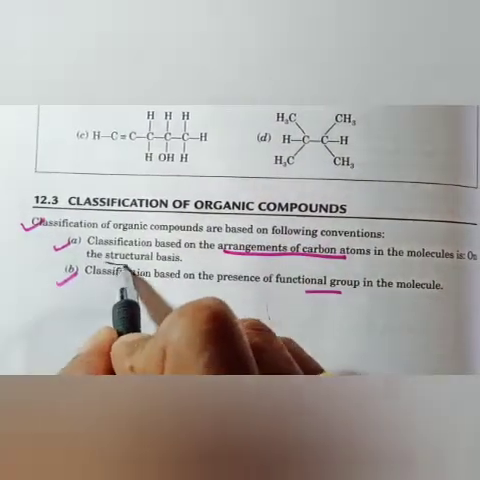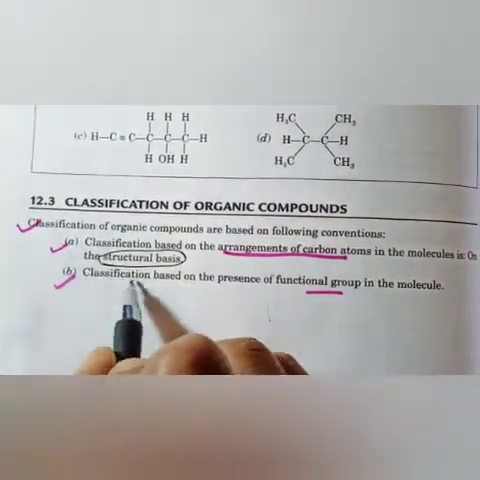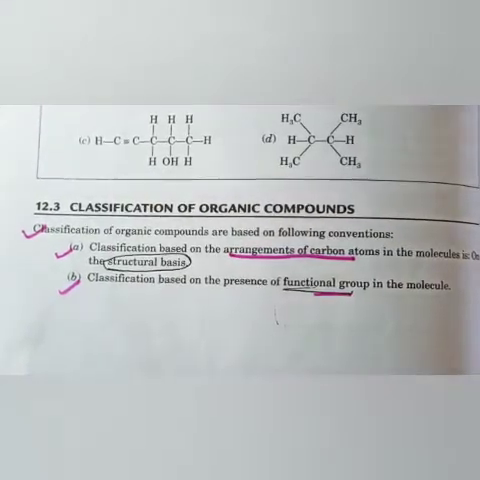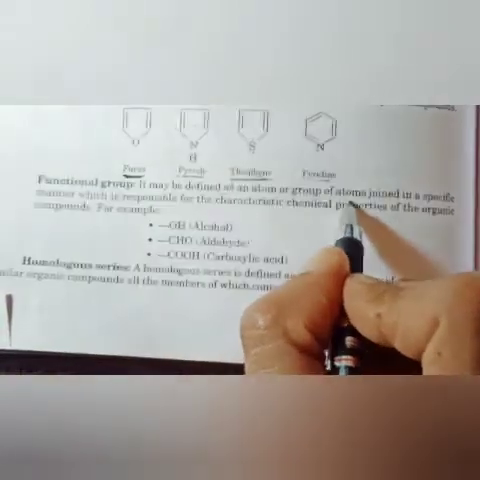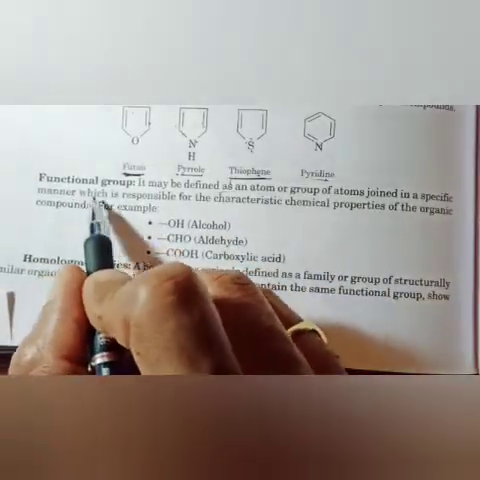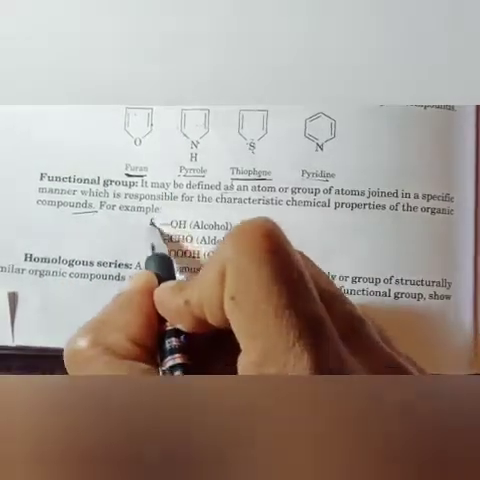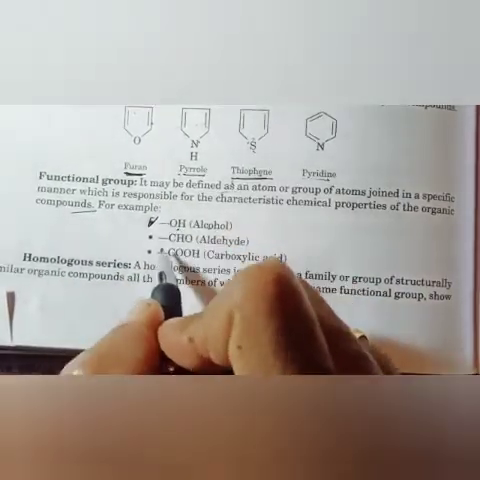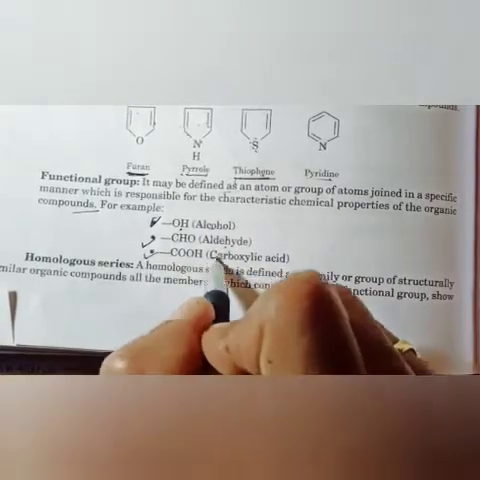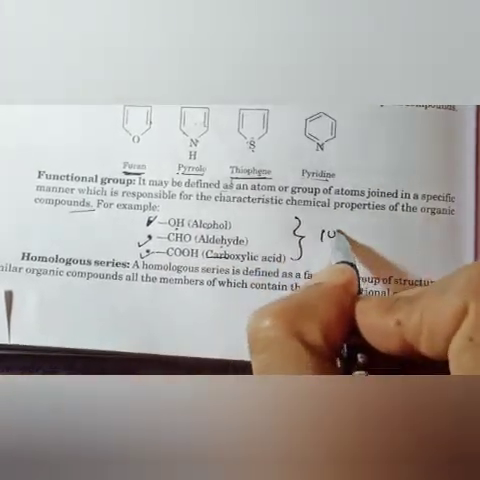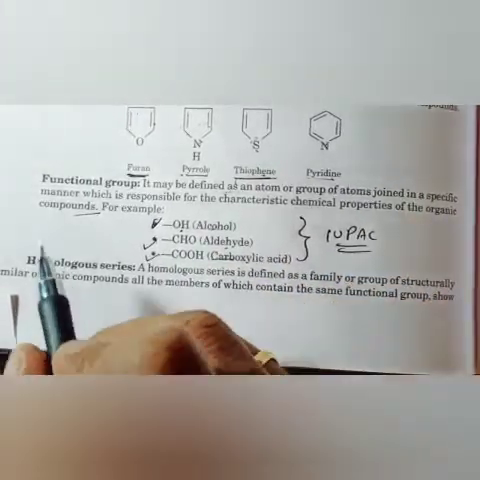Now the second type of classification is on the basis of functional group. That also I want to tell you with the help of this book. It may be defined as the atom or group of atoms joined in a specific manner which is responsible for the characteristic chemical properties of the organic compound. Like if OH is attached, then alcohol; if CHO is attached, aldehyde; if COOH is attached, carboxylic acid. This we will study in IUPAC nomenclature, which is our next topic.